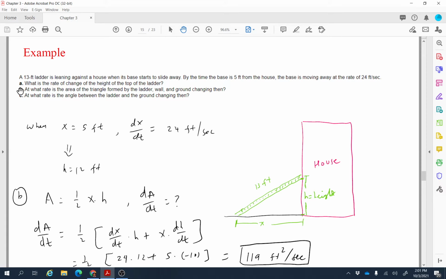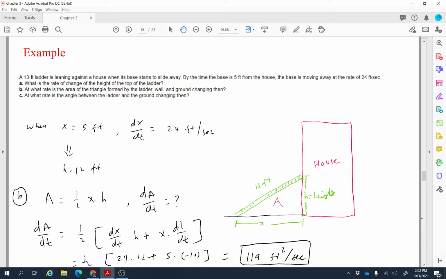For part B, we are looking for at what rate the area of the triangle formed by the ladder, wall and the ground is changing then. So we are trying to find the rate of change of the area of this triangle. We know that the area of the triangle is half times base times height. In our case, base is x and height is h. So we are looking for the derivative of A with respect to t.